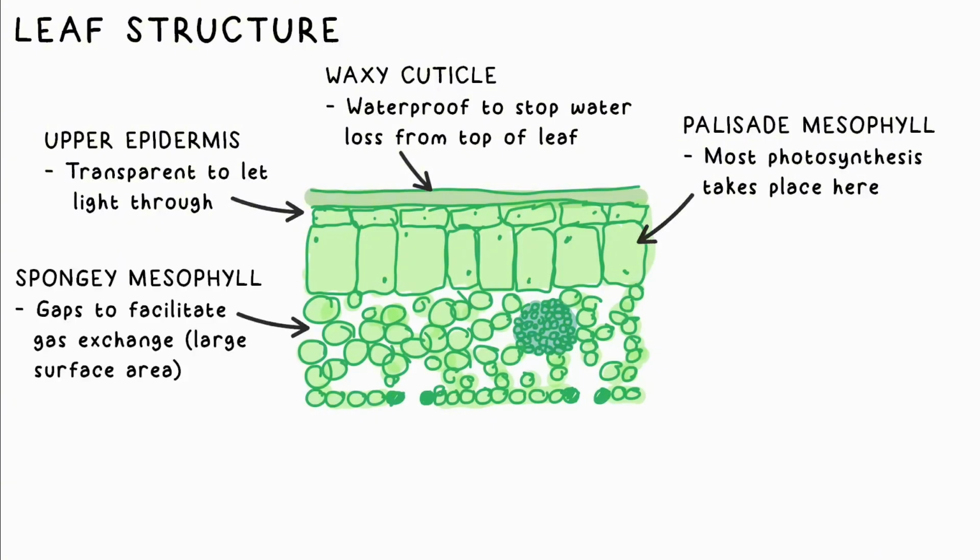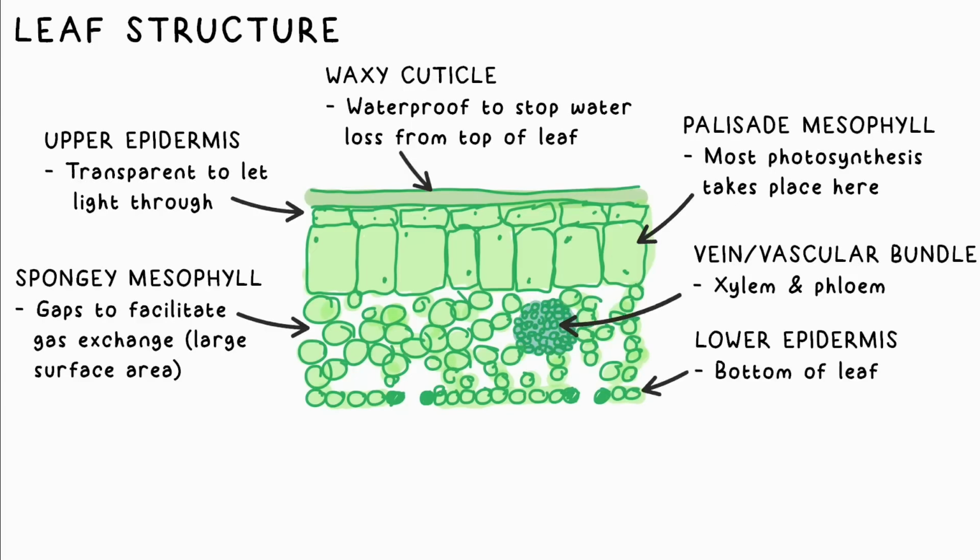Under that is the spongy mesophyll layer that has lots of gaps around the cells to increase the surface area through which gas exchange can occur. Carbon dioxide diffuses into the cells, while oxygen and water diffuse out. We also have the vascular bundle that includes the xylem and phloem.